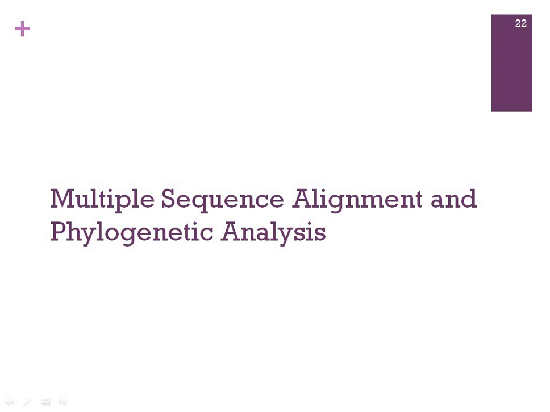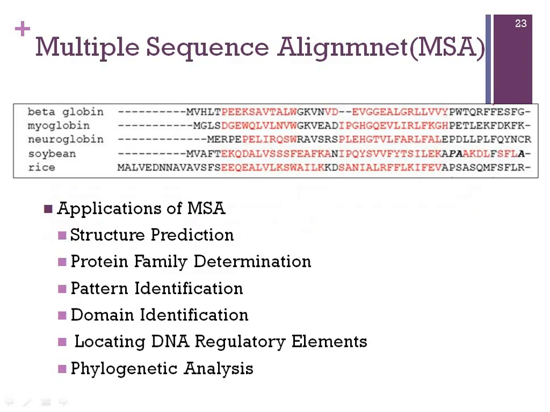The next type of analysis we are going to discuss is multiple sequence alignment and phylogenetic analysis. As we have already defined, aligning more than two sequences is called multiple sequence alignment. We can apply multiple sequence alignment for structure and function prediction, identification of protein domains, protein family, and identification of DNA regulatory elements. Performing phylogenetic analysis itself requires multiple sequence alignment.